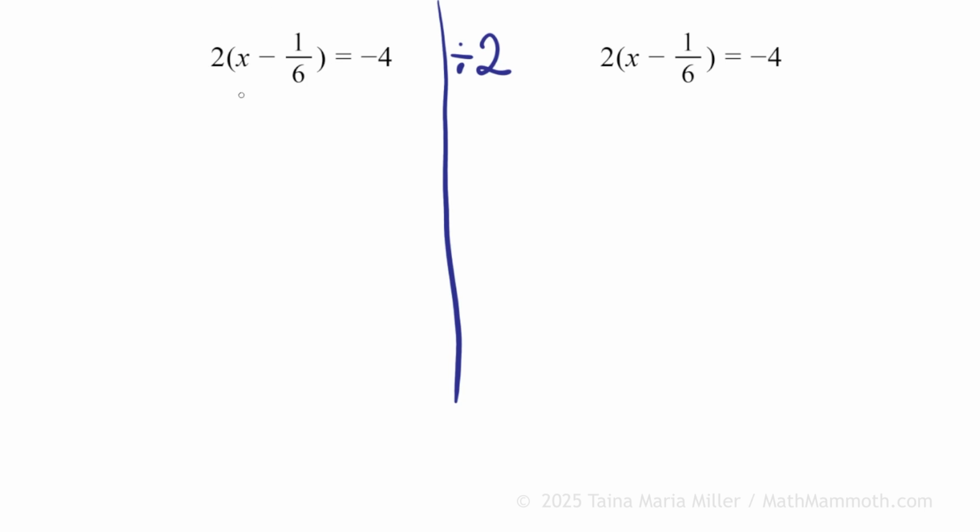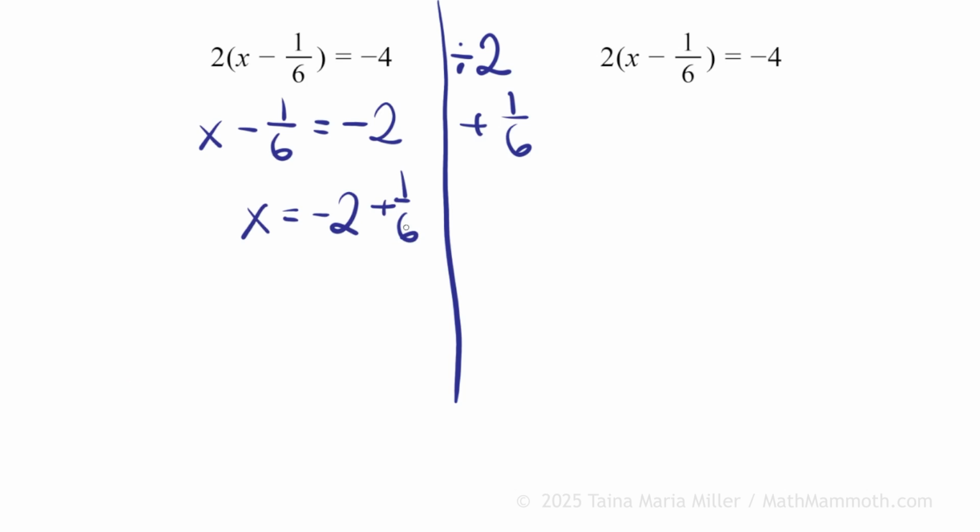So what happens? 2 times this divided by 2, we are left with only x minus 1/6. And over here, negative 2. And next, add 1/6. X equals negative 2 plus 1/6. Okay, how do we do that? It's going to be a mixed number, right? But you can also calculate it changing this to sixths. This is actually negative 12 over 6 plus 1/6. So then we get negative 11/6. Or if you think of it as a mixed number, negative 1 and 5/6.